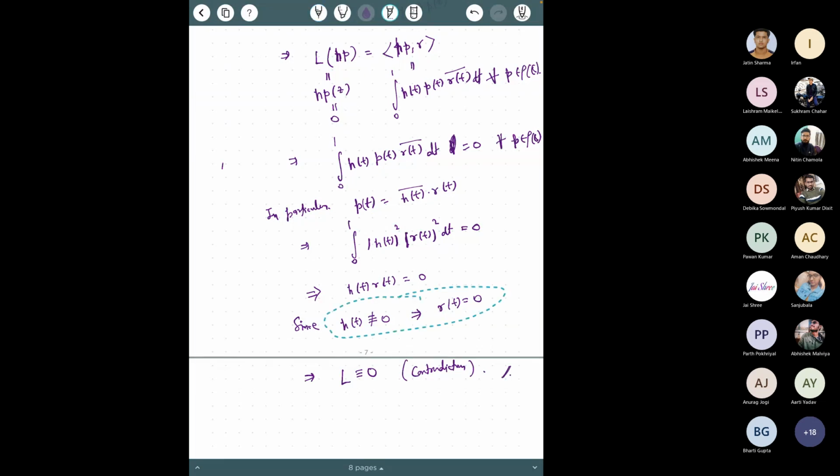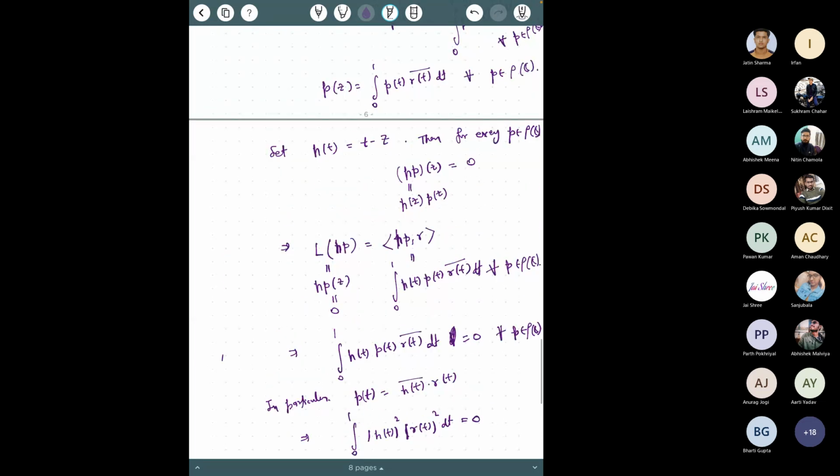Why is this true? From the previous line, this is 0 implies RT is 0. Now I'm saying that since HT is not identically 0, this implies that RT is 0. Now why is this true? So HT is this one, T minus Z.